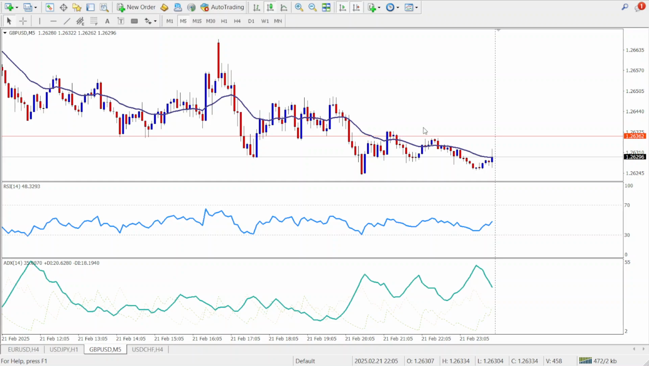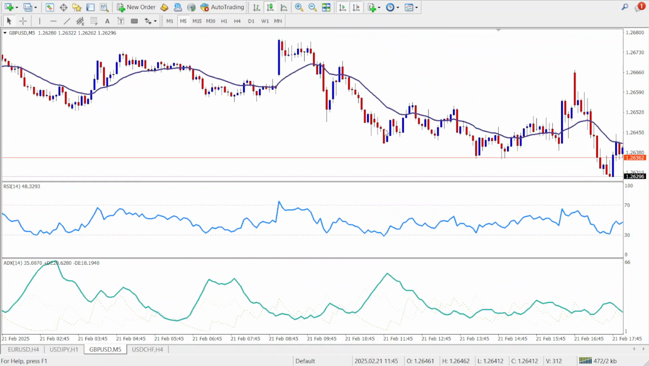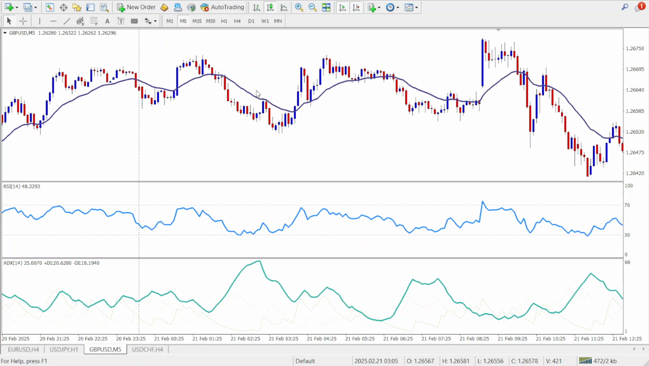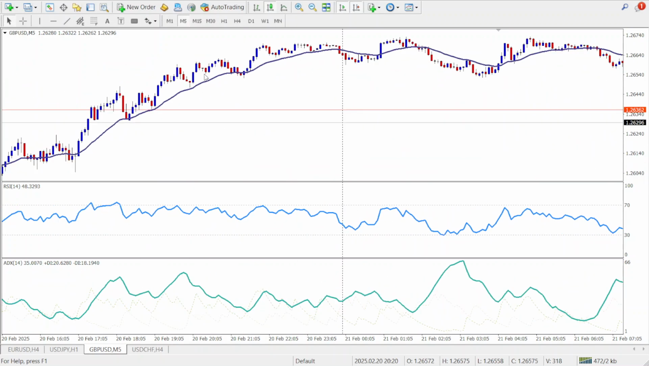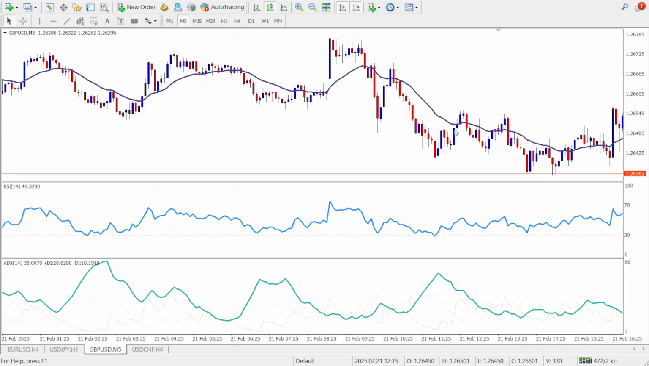So, here's how we use it. When the price is above the EMA, it signals a bullish trend. Then when the price is below the EMA, it signals a bearish trend. The key to using the EMA is to always align your trades with the trend. If the price is above the EMA, you should be looking for buying opportunities. But if the price is below the EMA, you should be looking for selling opportunities. Simple, right?